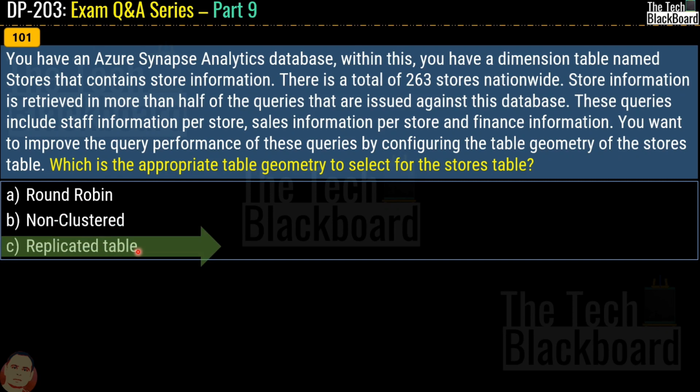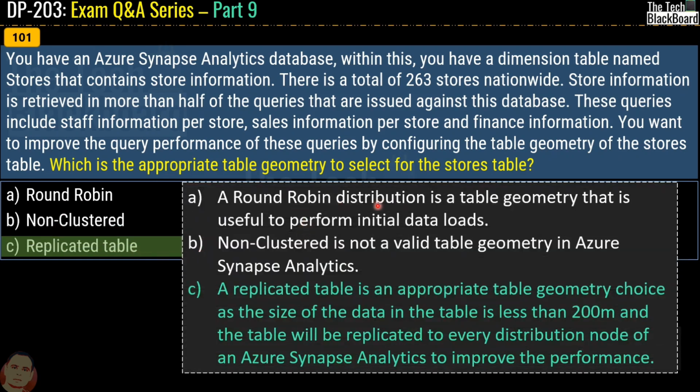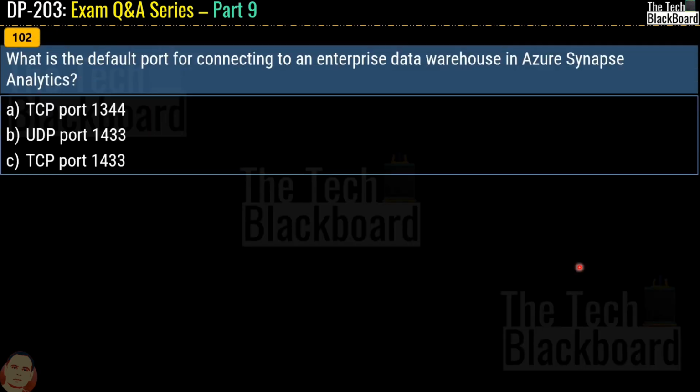Now let's look at quick information on each of the options. The round robin distribution is a table geometry that is useful to perform initial data loads. On the other hand, non-clustered is not a valid table geometry in Azure Synapse Analytics, so keep this important point in mind. Then moving on to the replicated table, which is the correct answer for this question. A replicated table is an appropriate table geometry choice as the size of the data in the table is less than 200 MB, and the table will be replicated to every distribution node of Azure Synapse Analytics to improve the performance.